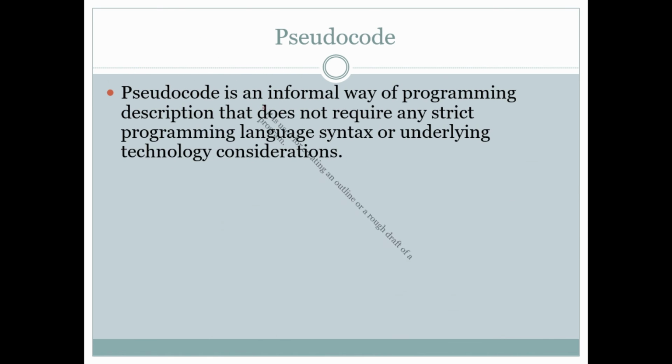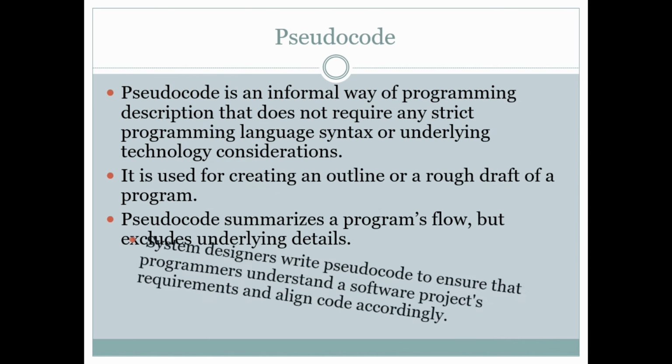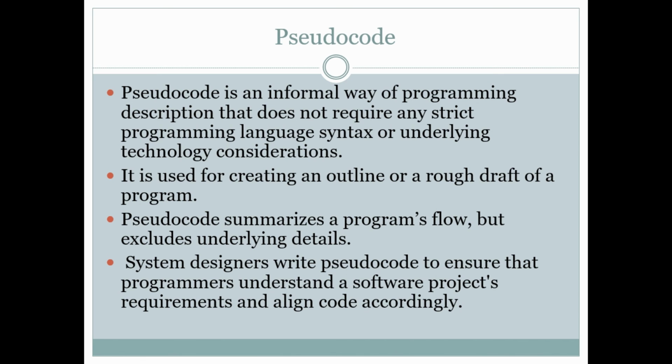Now pseudocode. Pseudocode is a rough draft of a program. Pseudocode is an informal way of programming description that does not require any strict programming language syntax. It does not require any syntax rules of programming. It summarizes the program's flow but excludes underlying details. A system designer writes pseudocode to ensure that programmers understand a software project's requirements and align the code accordingly.